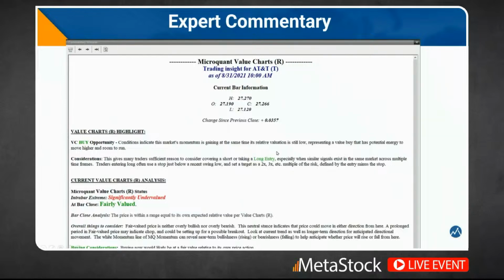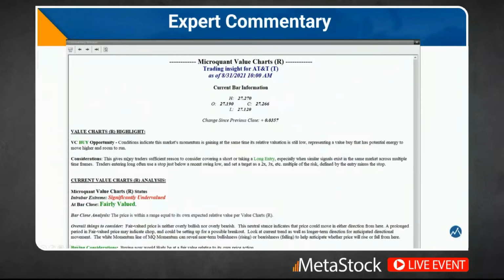You're going to get the expert commentary. So whenever you get those signals, the expert commentary can provide you with text that describes what you want to do. So here's the VC buy opportunity. It says, conditions indicate this market's momentum is gaining at the same time its relative valuation is still low, representing a value buy that has potential energy to move higher and room to run. That's why it's a VC buy opportunity.